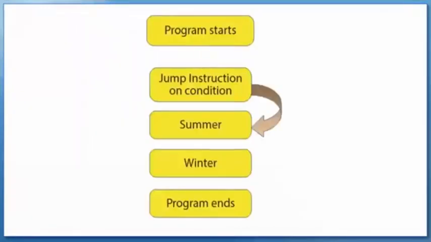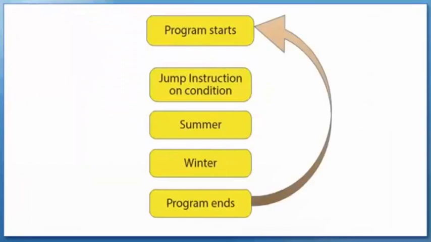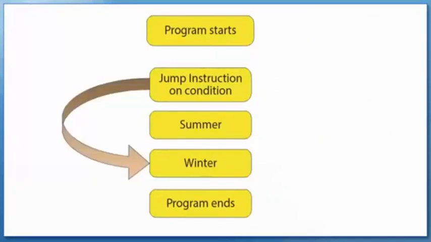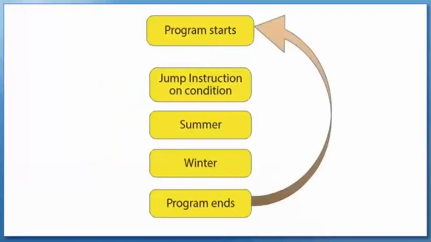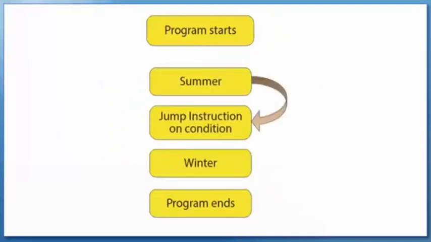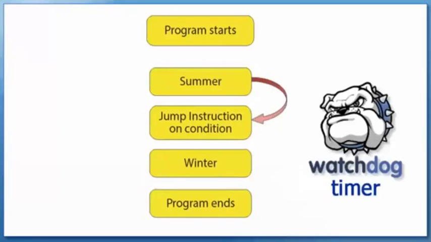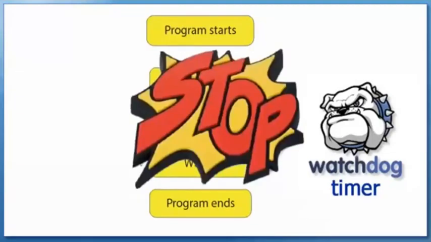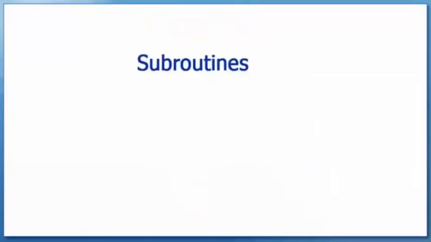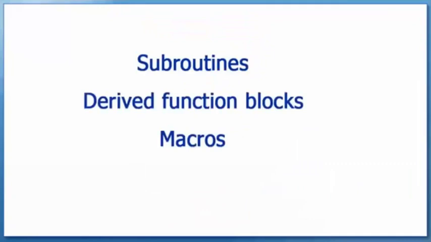Jump instructions allow the steps of a program to be altered depending upon the external conditions. The problem occurs when something goes wrong, and the PLC gets caught up in an endless loop and fails. Most PLCs have a timer that times how long the PLC run cycle is, which stops the PLC from getting caught up in a loop. A more modern method is to use subroutines, derived function blocks, or macros.